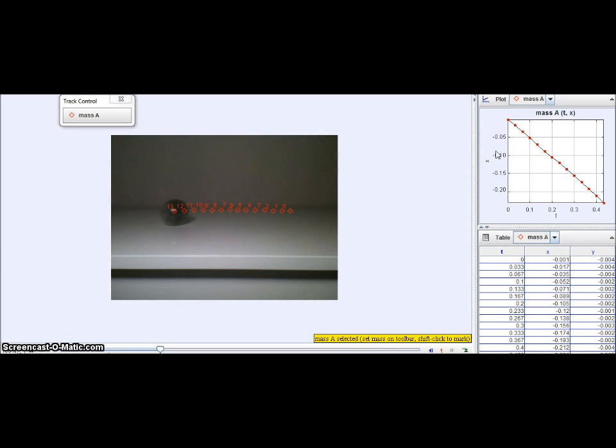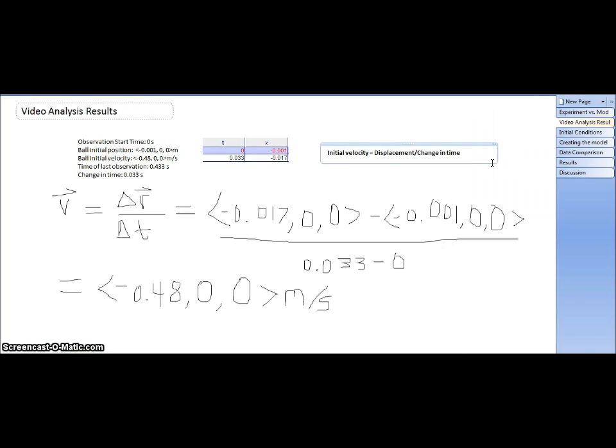I used the data from Tracker to find the initial conditions of the ball. The start time for the motion was 0 seconds, and the ball's initial position was -1,000th of a meter. I used this data to calculate the initial velocity of the ball by first calculating the displacement of the ball.